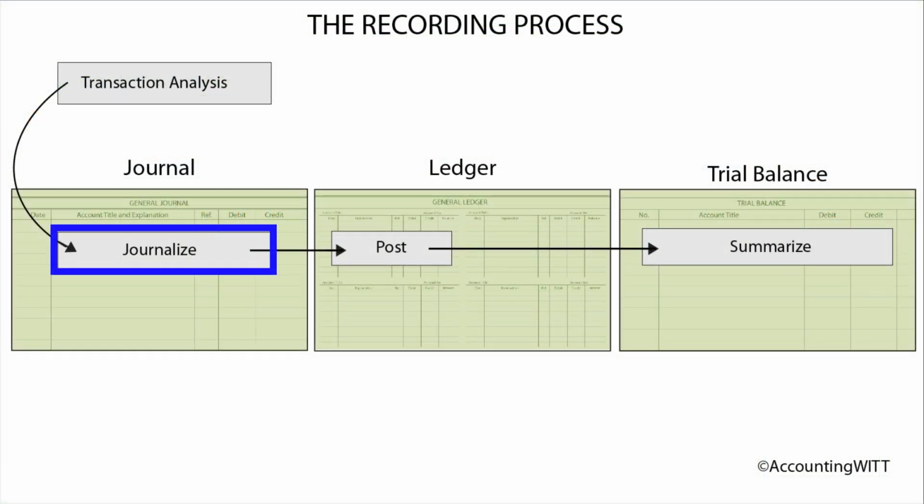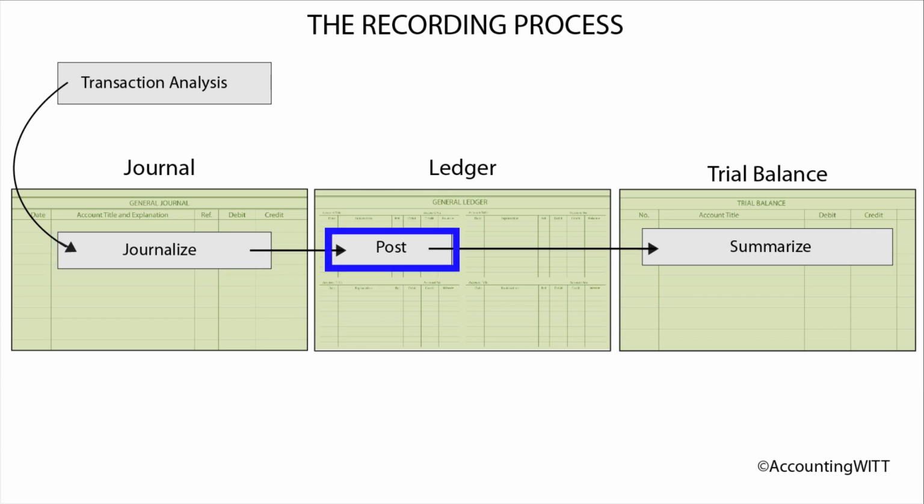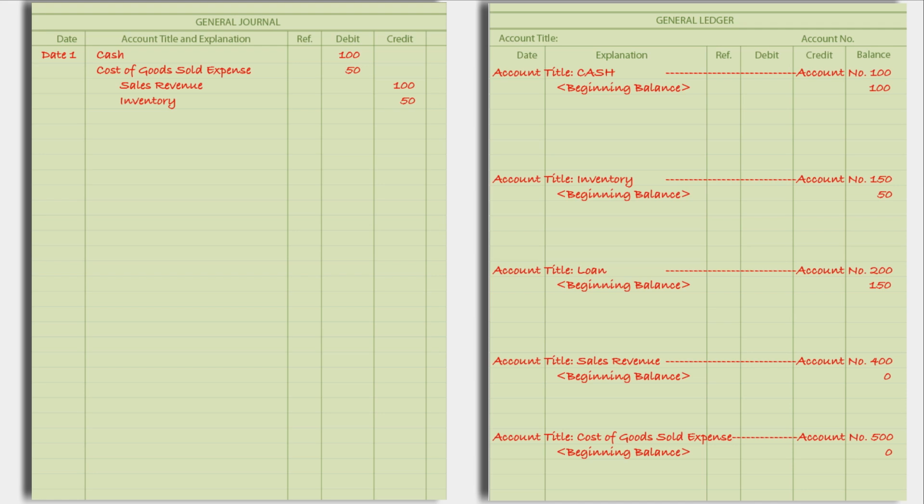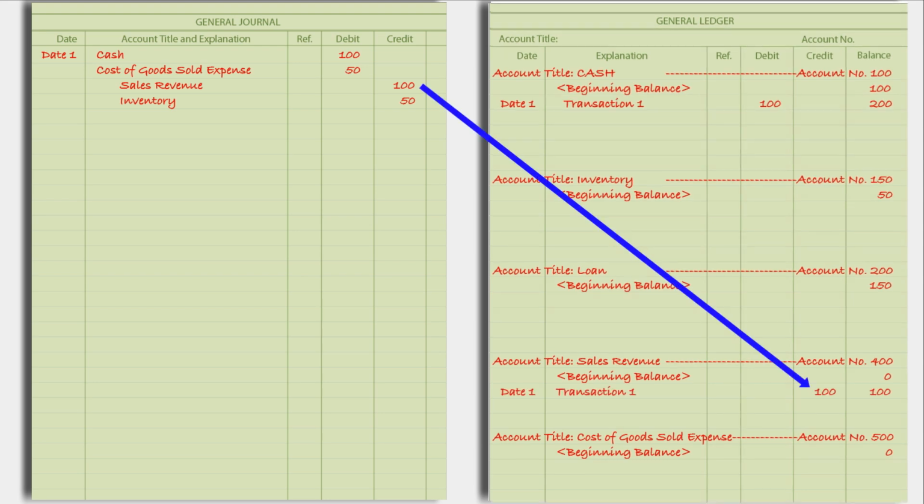Now that journalizing is complete for this transaction, we can post it to the ledger. We will increase the cash account by 100 by posting a debit of 100. Because the cash account had a beginning balance of 100, posting this entry will increase the balance of the cash account to 200. We will increase the sales revenue account by 100 by posting a credit of 100. The balance of the sales revenue account is now 100.